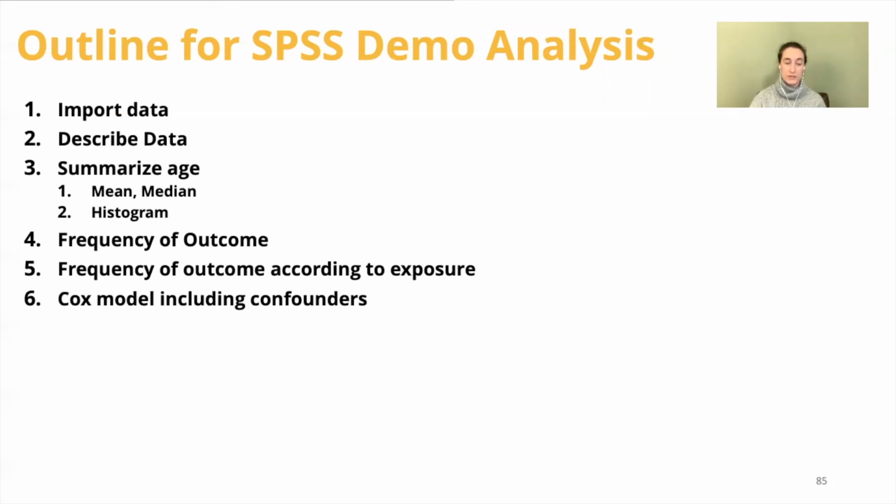I'm going to look at the frequency of the outcome, which is adverse drug events, according to exposure. So I'm going to look at the frequency of adverse drug events according to those who did receive a diuretic and those who did not. And I'm also going to quickly show you how to run a Cox proportional hazards model while adjusting for confounders to answer a particular research question of interest.